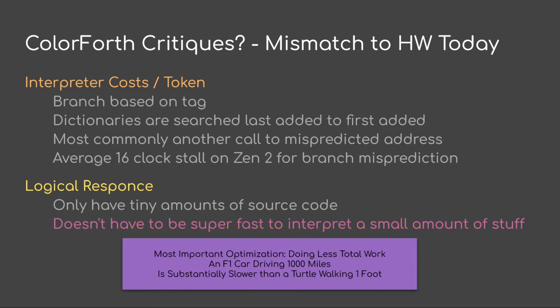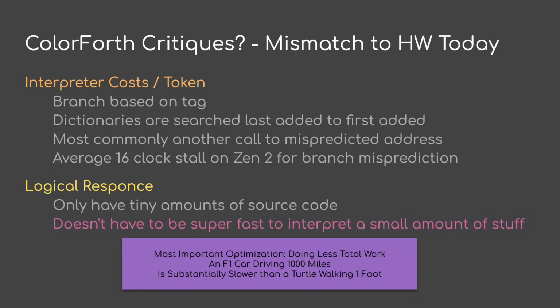We have to branch based on tag. Dictionaries are searched from last added to first added with no hashing or any acceleration. Most commonly, every time you do an interpreting after branching on the tag, you're going to branch again to another thing, which is going to be a mispredicted address. And note, you get an average of 16 clocks stall on, say, Zen 2 for a branch misprediction.